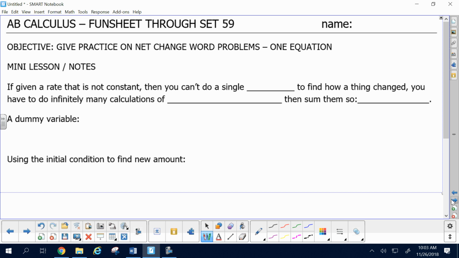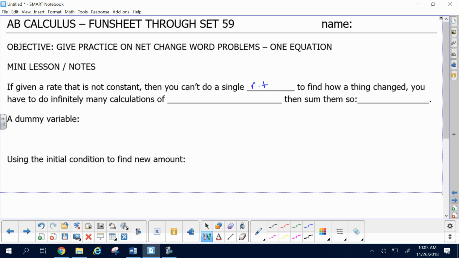His rate here times a little amount of time. And then his rate here times a little amount of time. Then adding infinitely many of those. Well, that's what an integral does, right? So if you're given a rate that's not constant, then you can't do a single rate times time calculation to find out how a thing changed, whether you figure out how many problems are done or how far he went. Rate times time could give you a lot of different results depending on the problem, right?